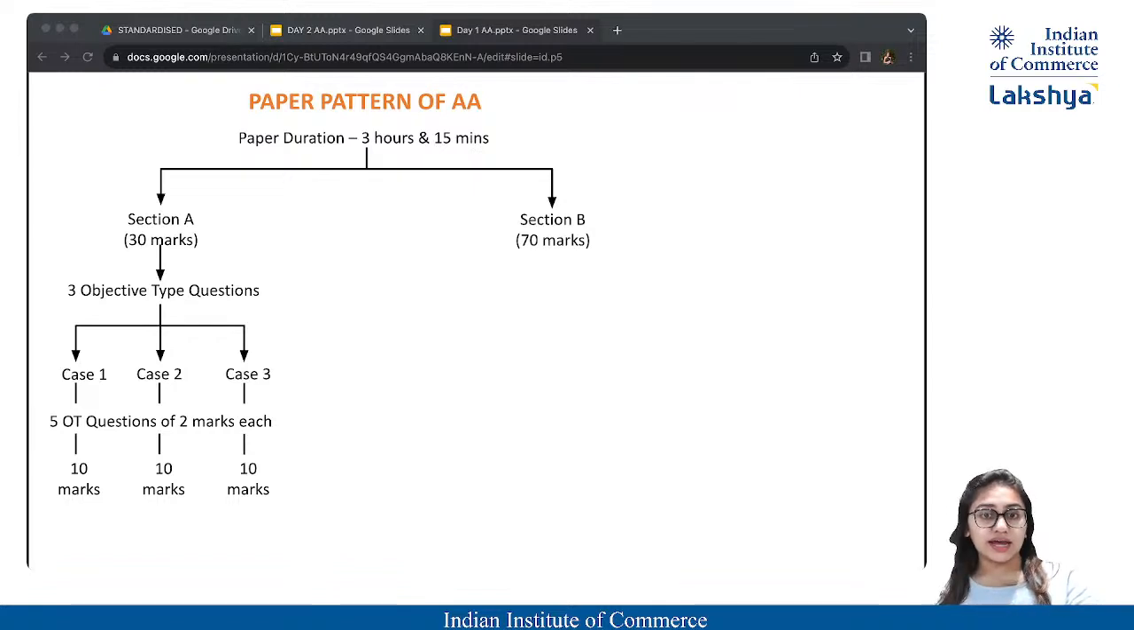And the time frame is what? The time frame is 3 hours 15 minutes.